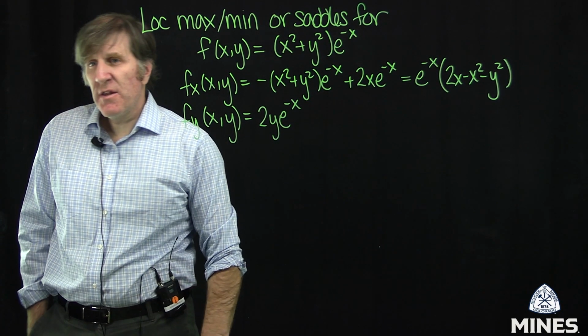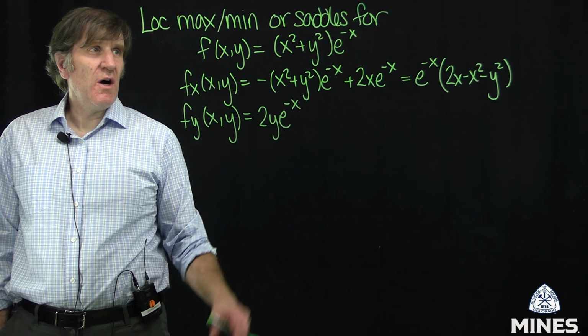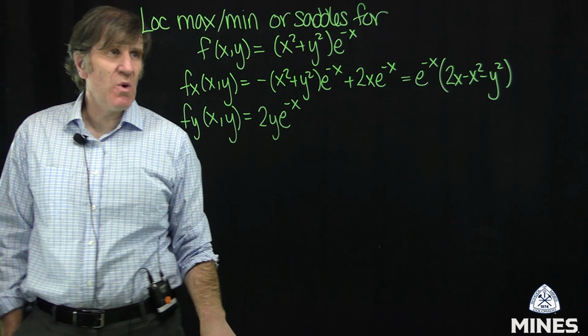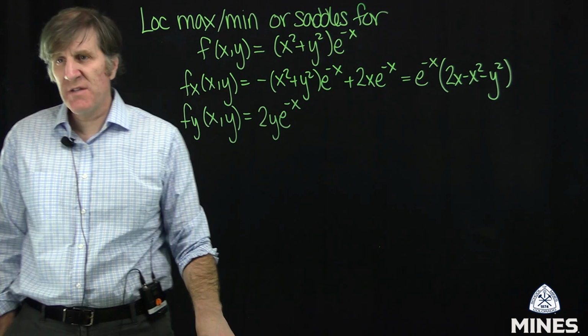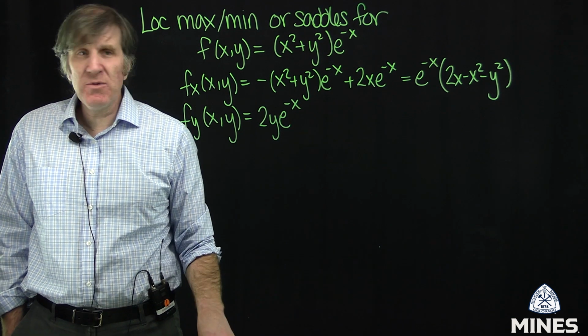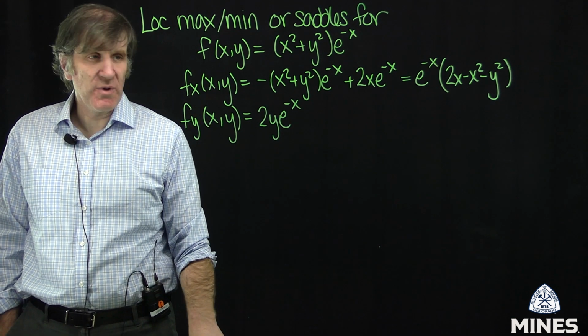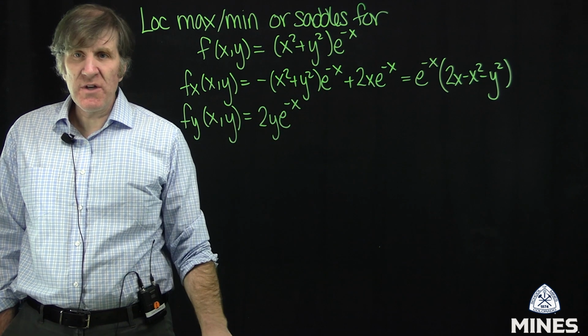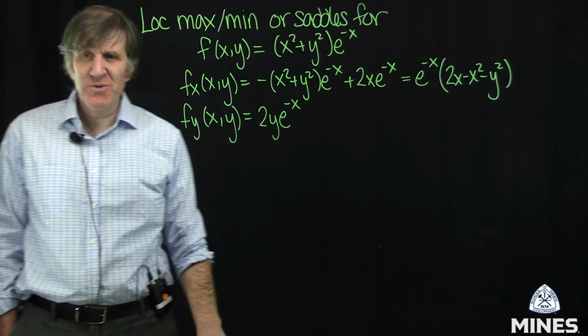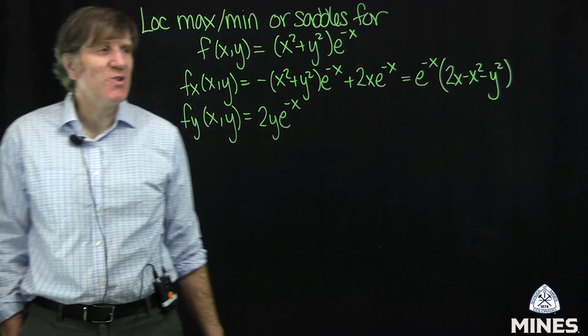We would like to find the local maxes and local mins of this surface, f of x, y equals x squared plus y squared times e to the minus x. The first step in this problem is to take the x and y partial derivatives. So that has been done for us here. We will take more derivatives later, so we'll still get to see some derivatives in this video, don't worry.